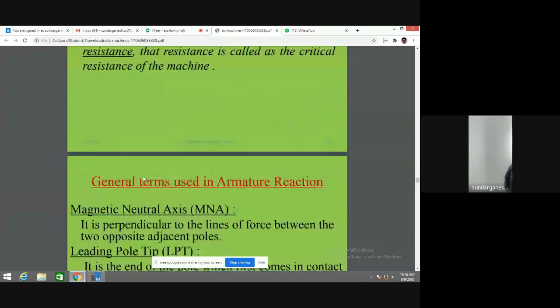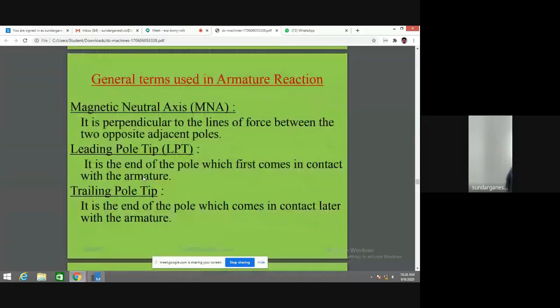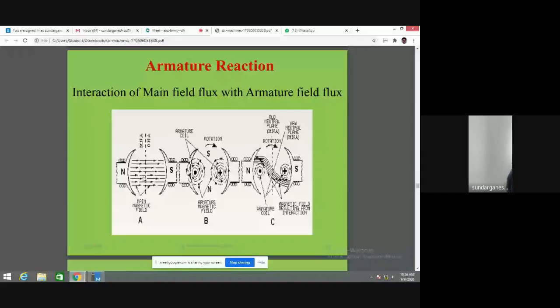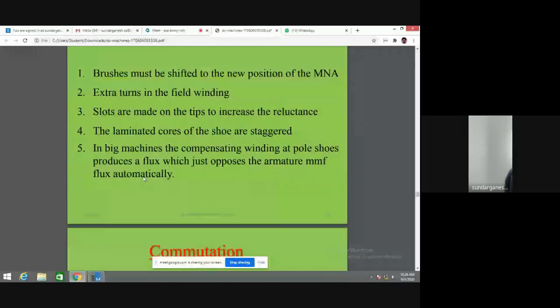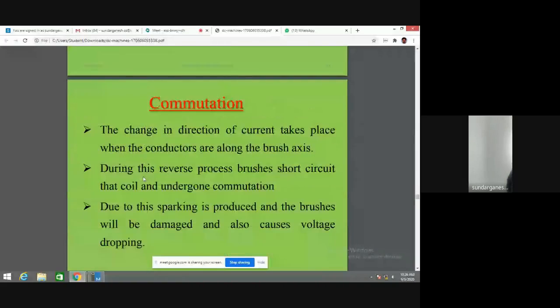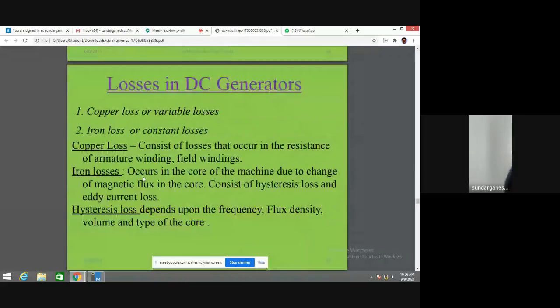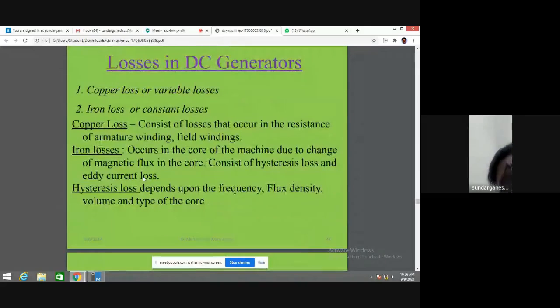This is not necessary for us. Armature reaction and the effects of armature reaction are for electrical people. Next we go to the losses.